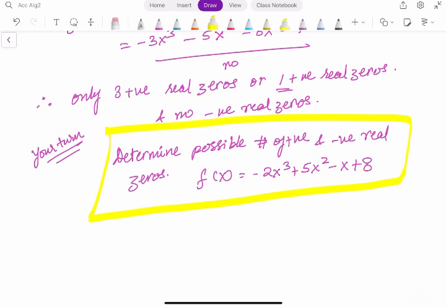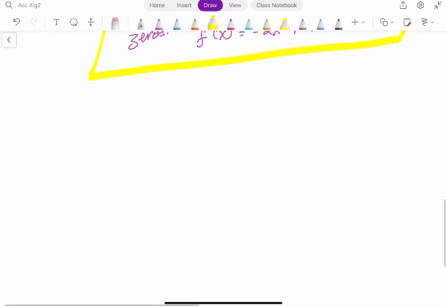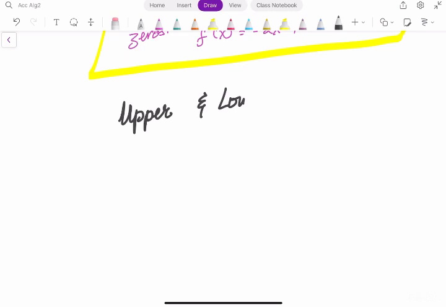Okay, now let's move to upper and lower bound rule. When we say upper, that means the highest limit. Lower means the lowest limit between which the real zeros should be there.